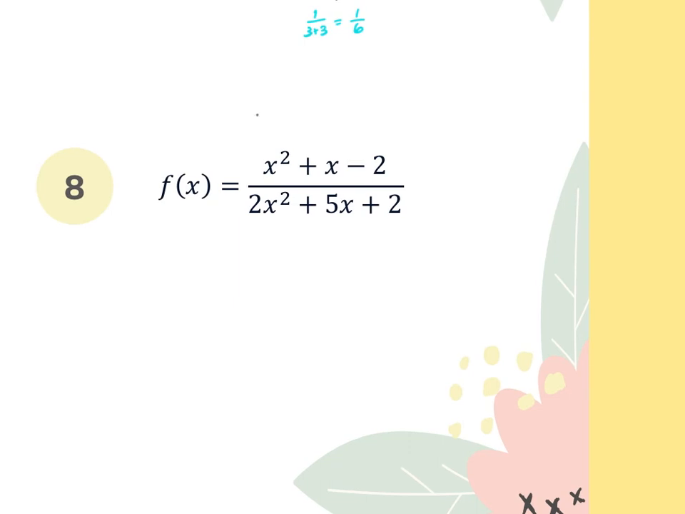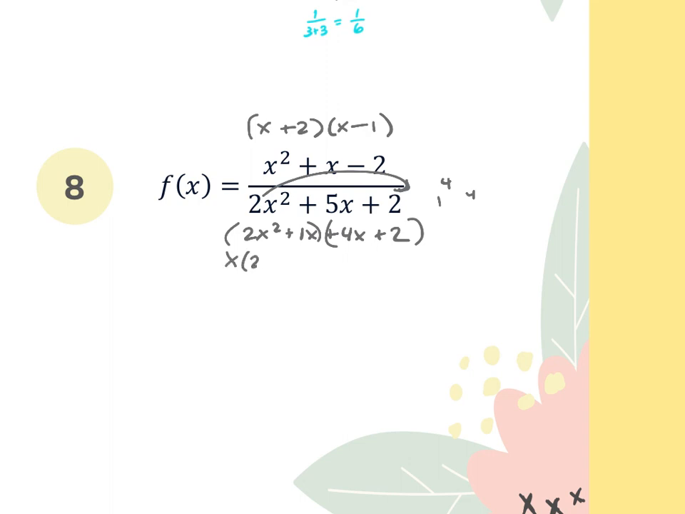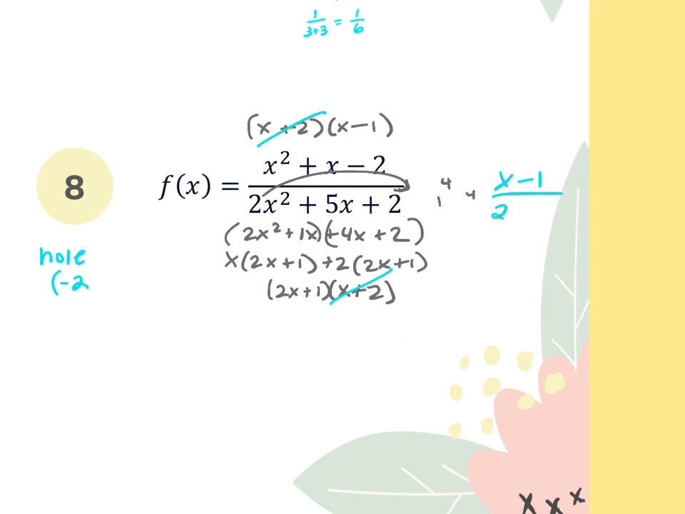And 8, factor: 2 times 2 is 4. Factors of 4 that sum to 5, 1 and 4. Factor by grouping it. Take out an x, 2x plus 1, take out a 2, 2x plus 1, and I get 2x plus 1 and x plus 2. The x plus 2's can cancel, so there's a hole at negative 2, and now I'm using x minus 1 over 2x plus 1.